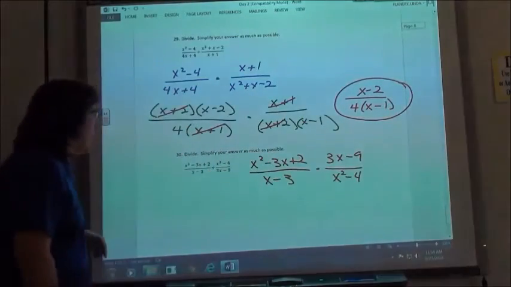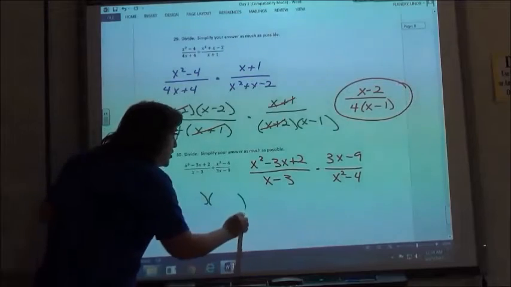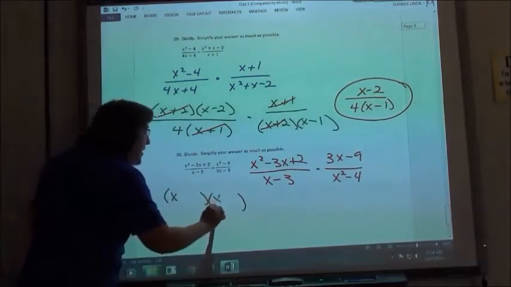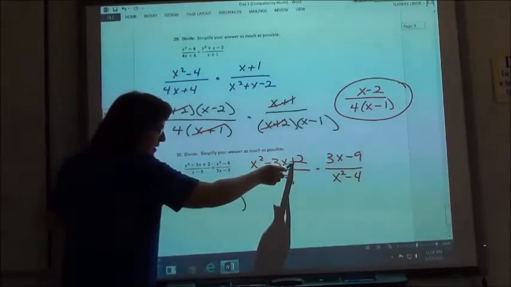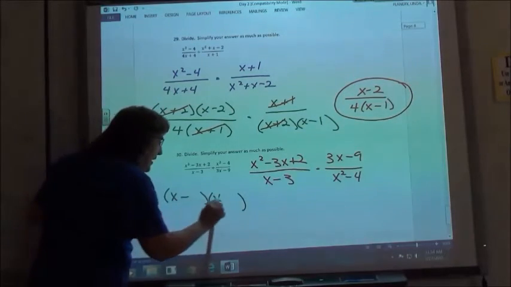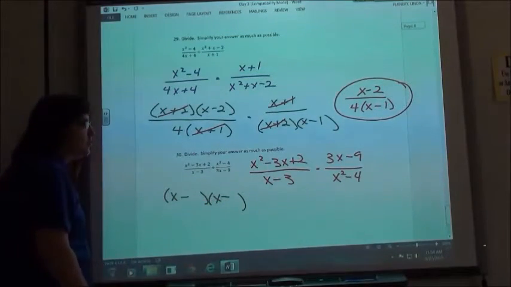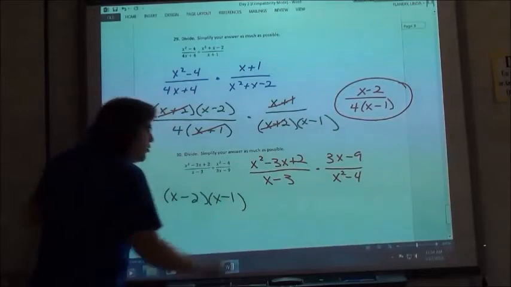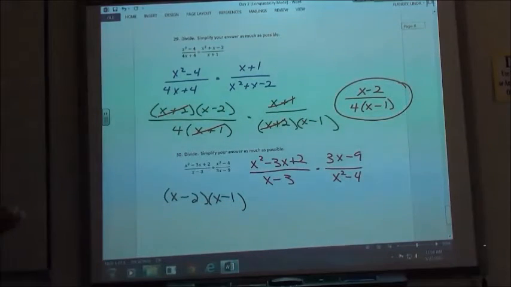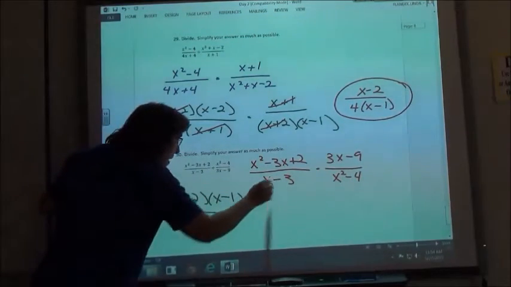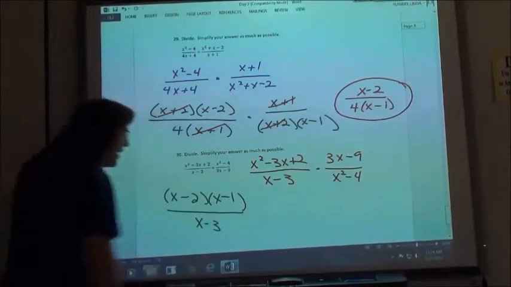So factoring that out, the top of that first expression, x and x, the end is positive, so both are the same as the middle, a negative and a negative. Factors of 2 that add up to 3, 2 and 1. Negative 2 and a negative 1 is the negative 3 in the middle. On the bottom, we just have that x minus 3, can't do much with that.